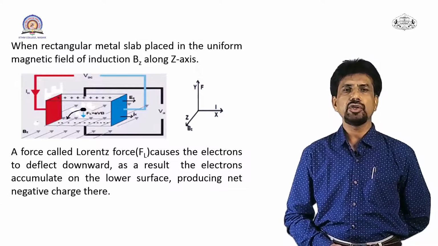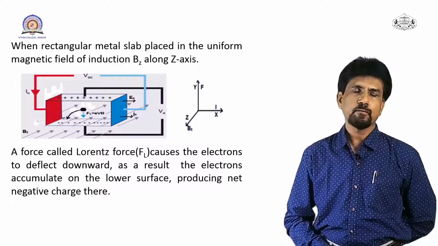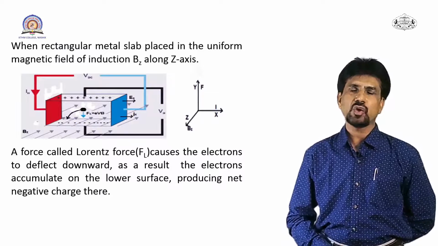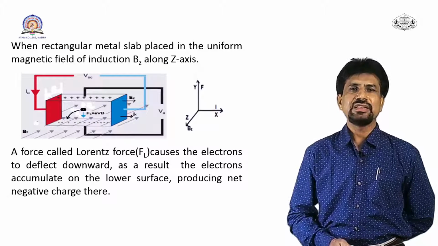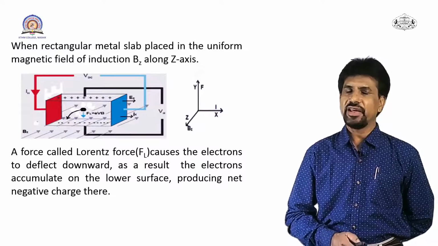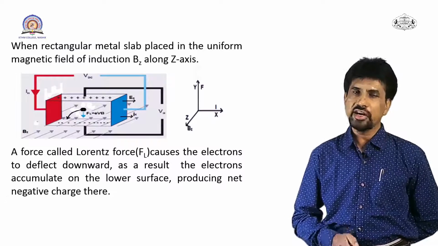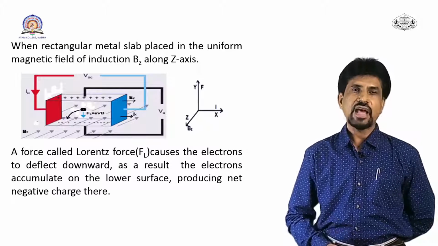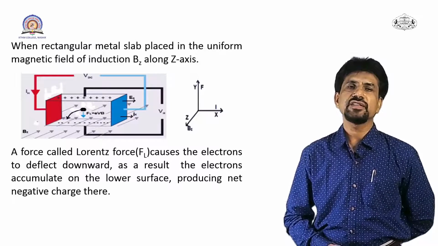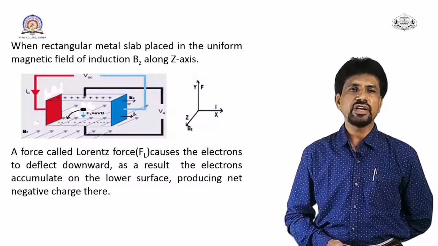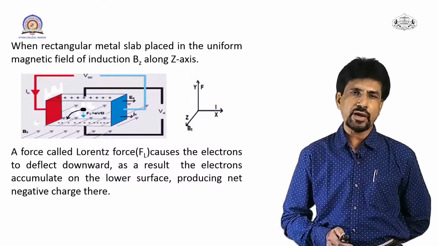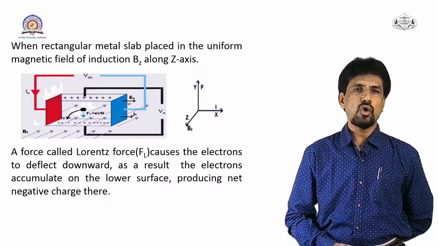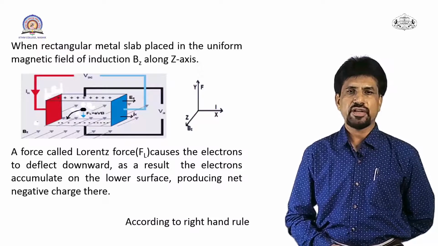That means here, due to the application of the magnetic field, a force is exerted on the electrons, and the electrons get deflected in the downward direction. That force is known as the Lorentz force, and when the electrons are deflected in the downward direction, a number of negative charges will be accumulated on the lower surface of the conductor. So there is the formation of a layer of negative charges here.